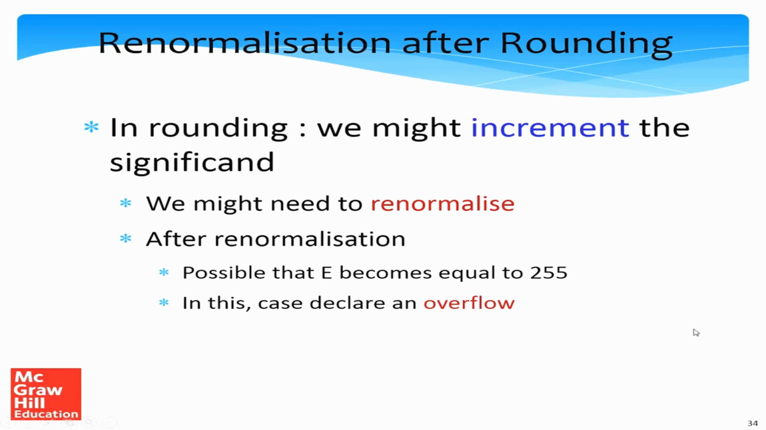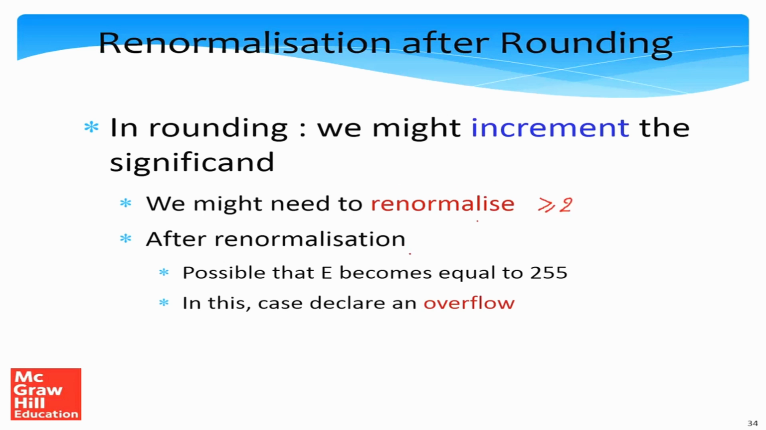Let's look at the process of rounding in a little more detail, one particular aspect that we have not talked about. When we increment the significand, there is a possibility that we might have to renormalize once again. The reason is that the significand might become greater than or equal to 2.